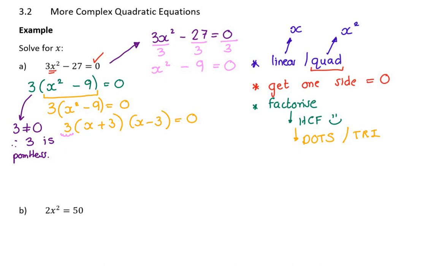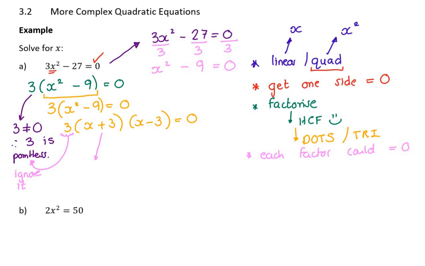It really doesn't matter. Now this is wonderful because once you've got two factors, each factor could be 0. When you have two factors multiplied together to give you 0, one of them has to be 0. So the 3 cannot be 0, so it's pointless. I'm going to ignore it because 3 times anything, 3 times 0, would be 0.